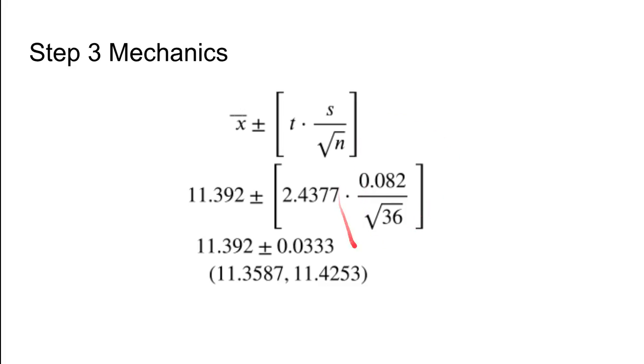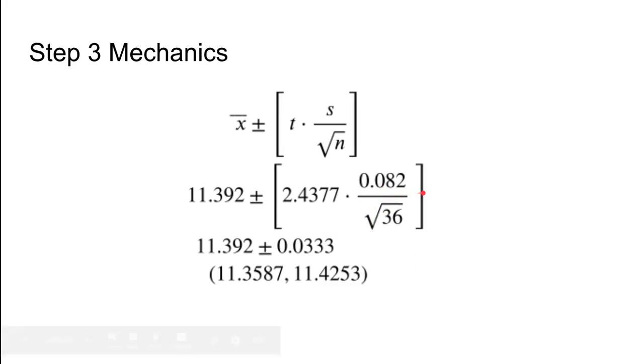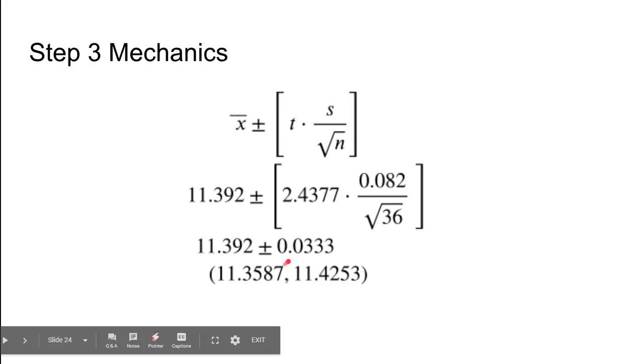Then I'm going to multiply by my standard error. That is using s as 0.082. Again, that's the whole t problem. I'm using s as an estimate of the standard deviation. Divide that by the square root of my sample size, 36. Once again, you could type all this into your calculator once, 2.4377 times 0.082 divided by the square root of 36. And you'll get the margin of error of 0.0333.